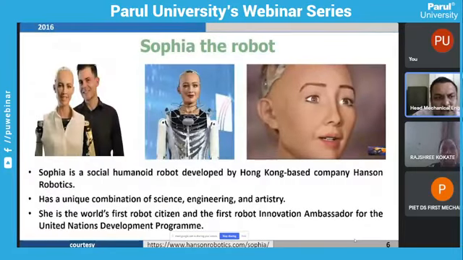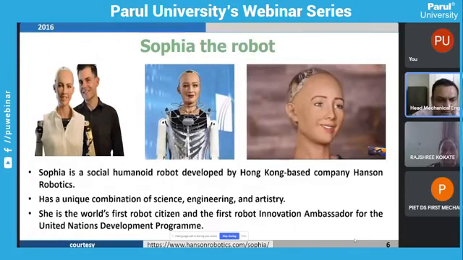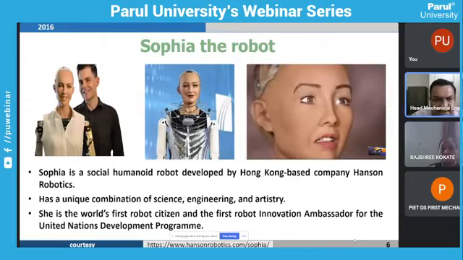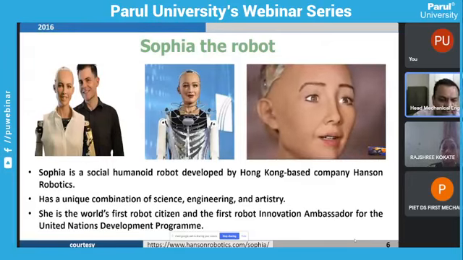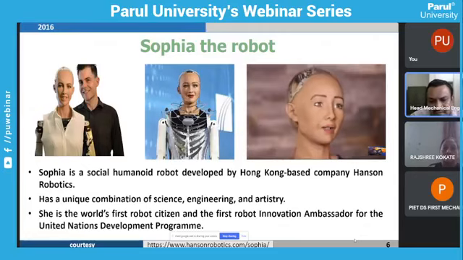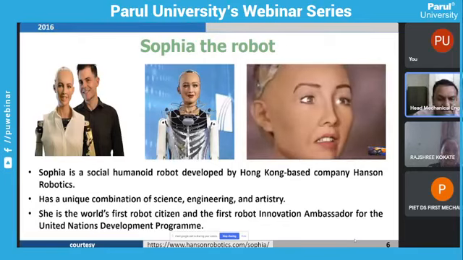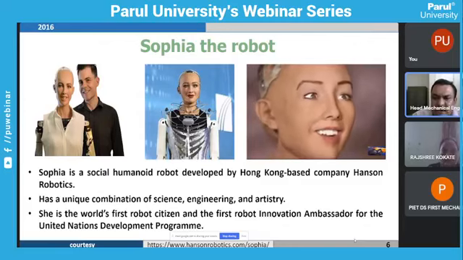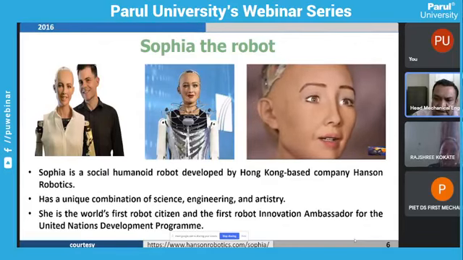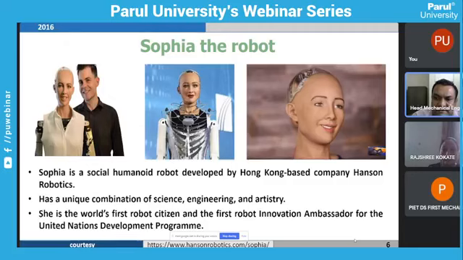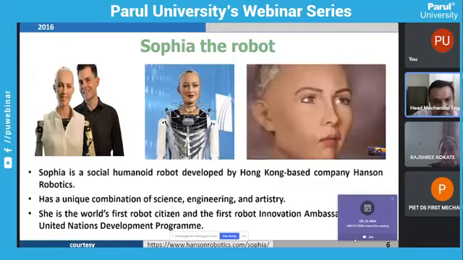In 2016, Sophia was the first humanoid to be given robot citizenship anywhere in the world. She was declared the robot innovation ambassador under the United Nations Development Programme. Here you can see in the video also that she has different kinds of gestures and facial expressions on her face.